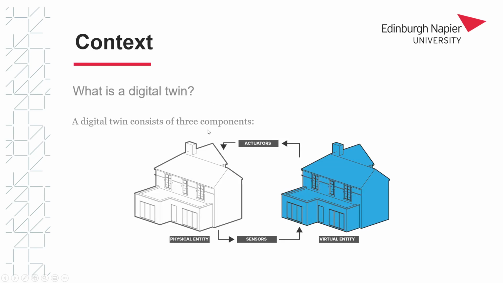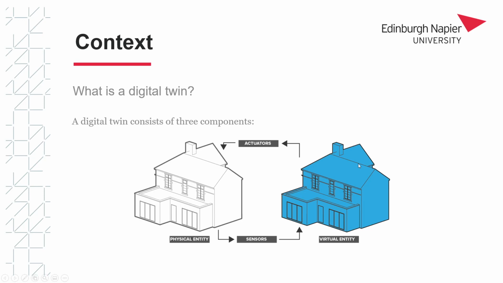To give a quick understanding of digital twins, we can think of them as consisting of 3 parts. The first part, a physical entity, as shown on the left of this infographic, is a physical entity. It's a building for our purposes, or it could be a window or a door or a part of a building, anything that is a physical entity in the world.